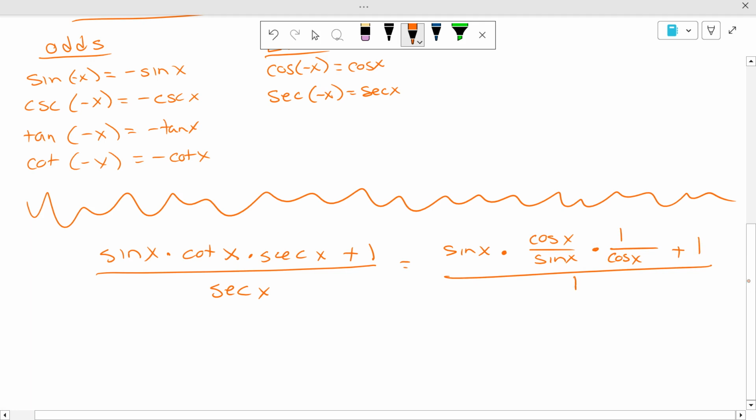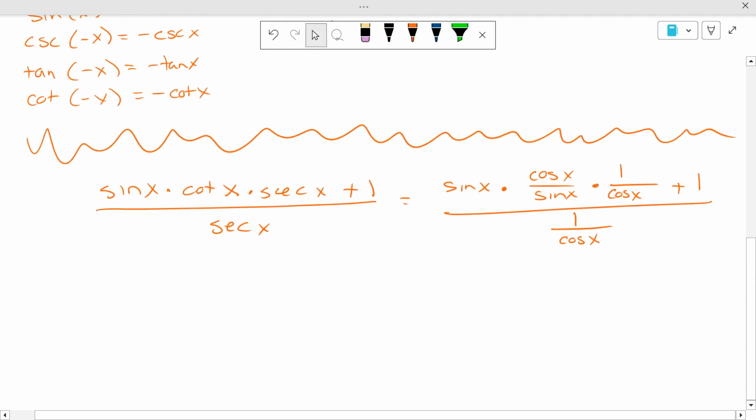And what's secant equal to? 1 over cosine of x. So what happens here is sine and sine cancel, cosine and cosine cancel, so I get 2 over 1 over cosine of x.